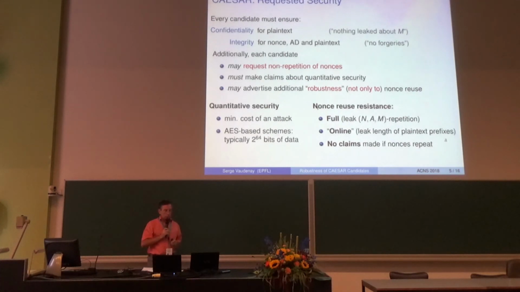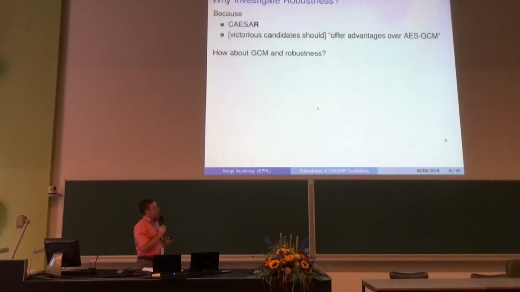So we can wonder, why do we care about robustness at all? First, robustness corresponds to the R of CAESAR. Robustness was an original goal of the CAESAR competition, and the original goal was to offer some better algorithms than AES-GCM, which was available when the CAESAR competition started. So what's the problem with GCM? We can wonder what's the problem with the Galois Counter Mode.